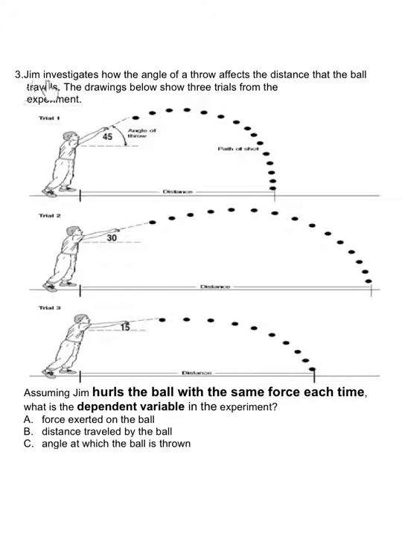Number 3. Jim investigates how the angle of a throw affects the distance that the ball travels. The drawings below show 3 trials from the experiment. Assuming Jim hurls the ball with the same force each time, what is the dependent variable in the experiment? A. Force exerted on the ball. B. Distance traveled by the ball. C. Angle at which the ball is thrown.